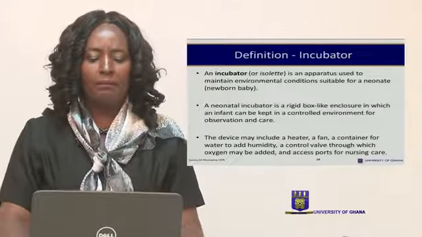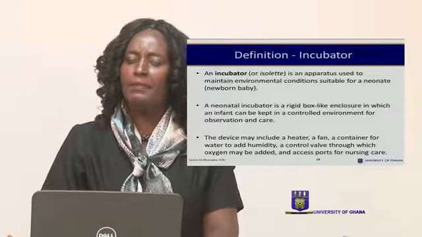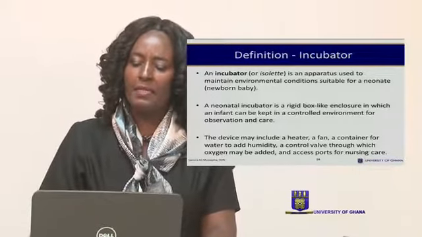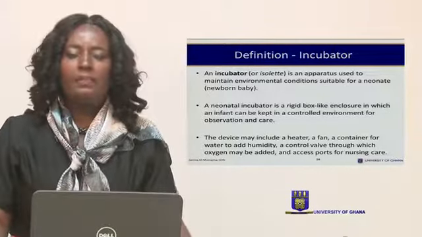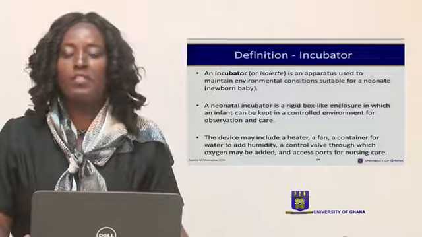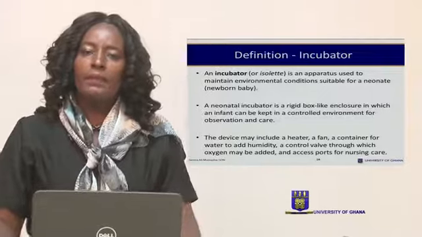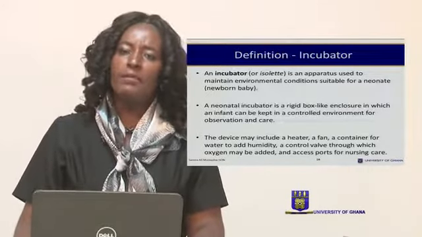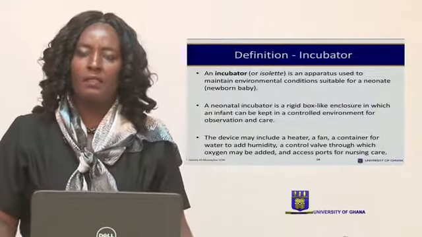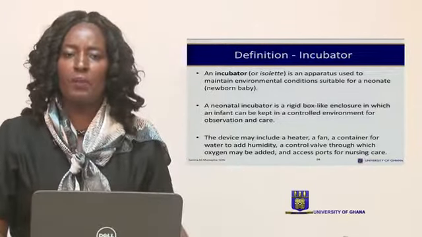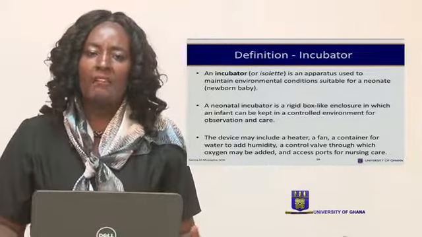So what is the incubator that we are talking about that we use to care for our babies? We're saying that it's an apparatus that maintains the environment and conditions suitable for newborn care. And I'll be showing you in a few minutes what these incubators look like. But you see that it's a rigid box, most of the time plastic, it is transparent, and it allows us to also view and observe our newborns who are under our care.